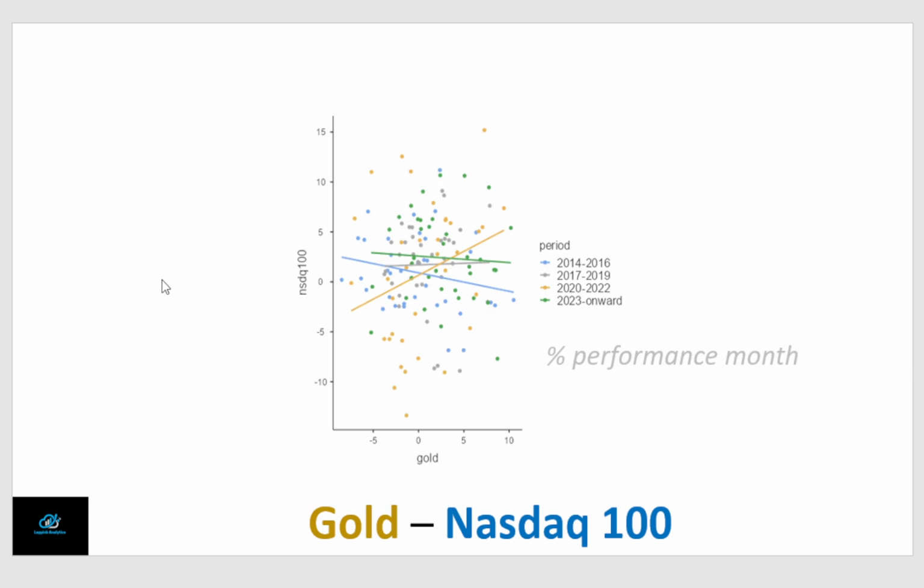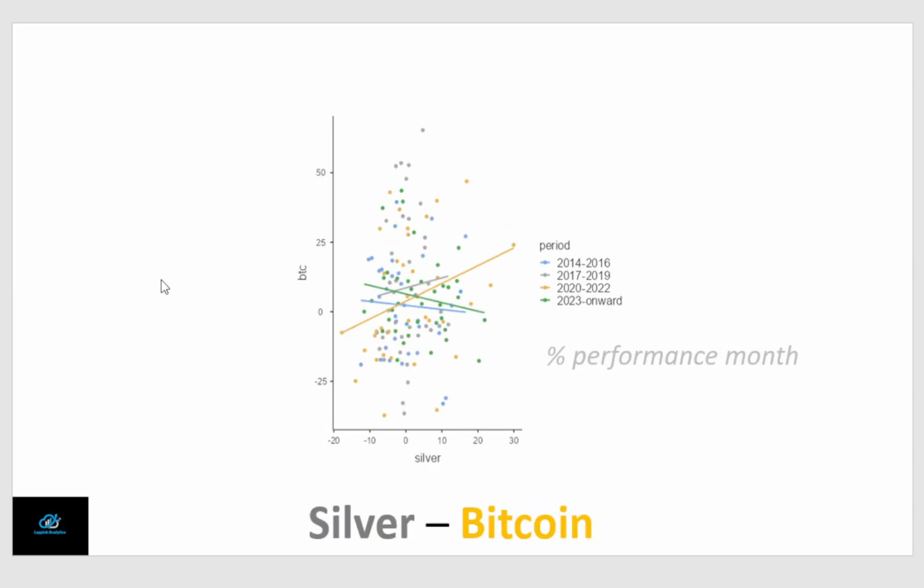So it's a picture that looks not exactly the same as for gold versus Bitcoin, but in any case, what they have in common is the relation between gold and the other subject is not outright positive, as for instance we saw between gold and silver.